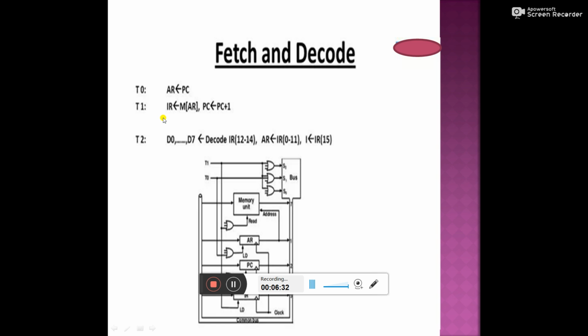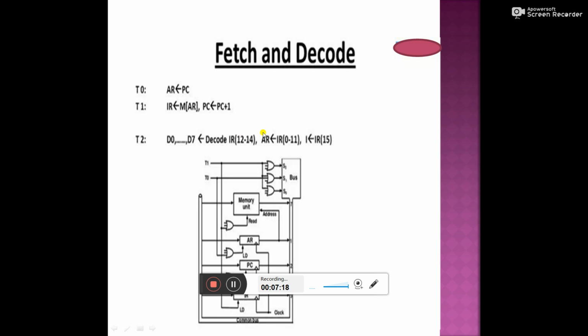Similarly, during timing signal T1, the following connections are performed. Enable the read input of memory. Place the content of memory onto the bus by making the control signal 111, that is, memory is connected to 7. The binary value of 7 is 111. Transfer the content of the bus to the instruction register by enabling the load input of IR. Then increment PC by enabling the INR input of PC.